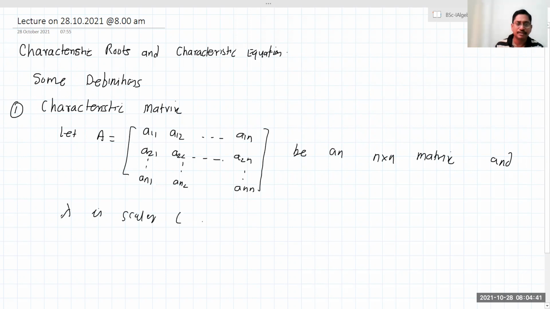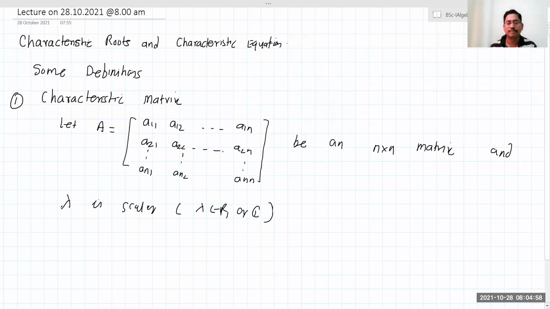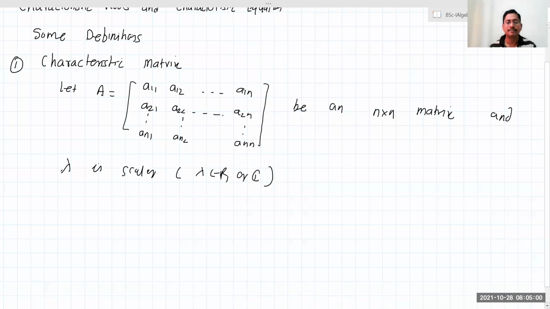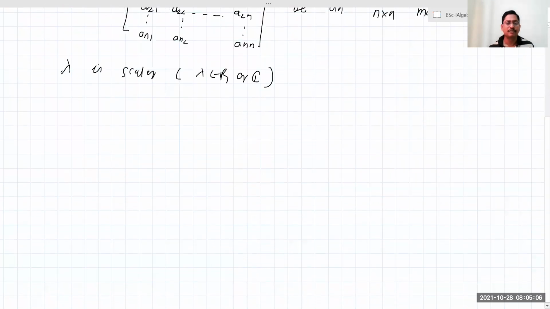Here, scalar means it may be a real number or a complex number. Finally, we can say it is from the complex numbers. Scalar means elements of a field, and standard examples of fields are rational numbers, real numbers, and complex numbers. So we can take everything from C. If it is a real number, we can assume the imaginary part is zero. So lambda is a scalar means it is from the complex numbers.